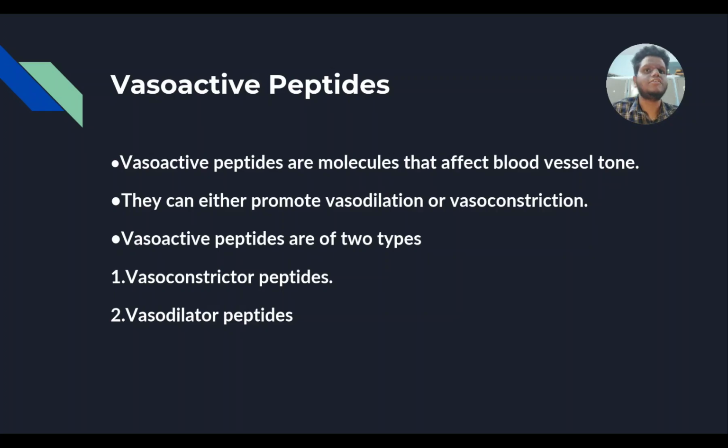Next topic to be covered is vasoactive peptides. Vasoactive peptides are molecules that affect the blood vessel tone, that is the tone of blood vessel. They can either cause vasodilation or vasoconstriction. Vasoactive peptides are mainly of two types depending on their function, that is vasoconstrictor peptides and vasodilator peptides.